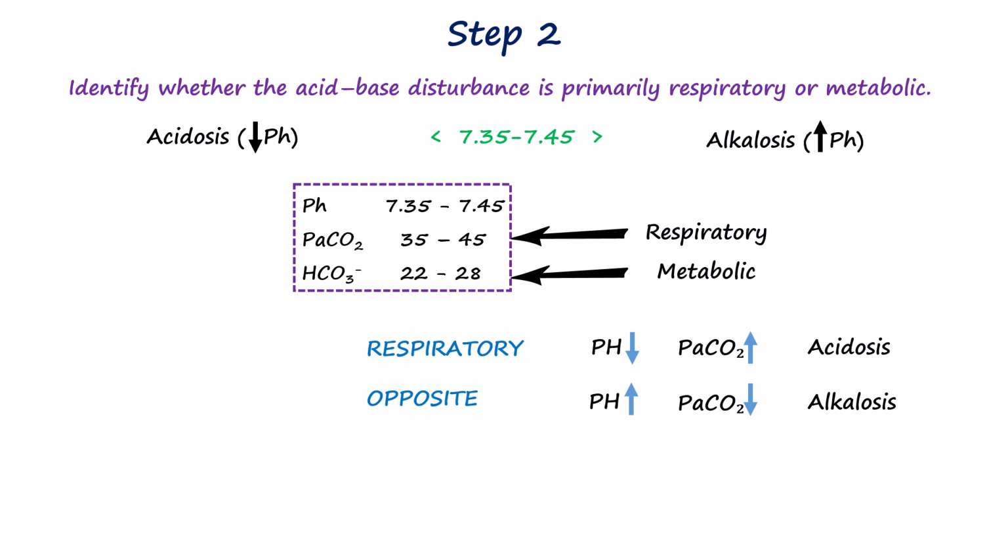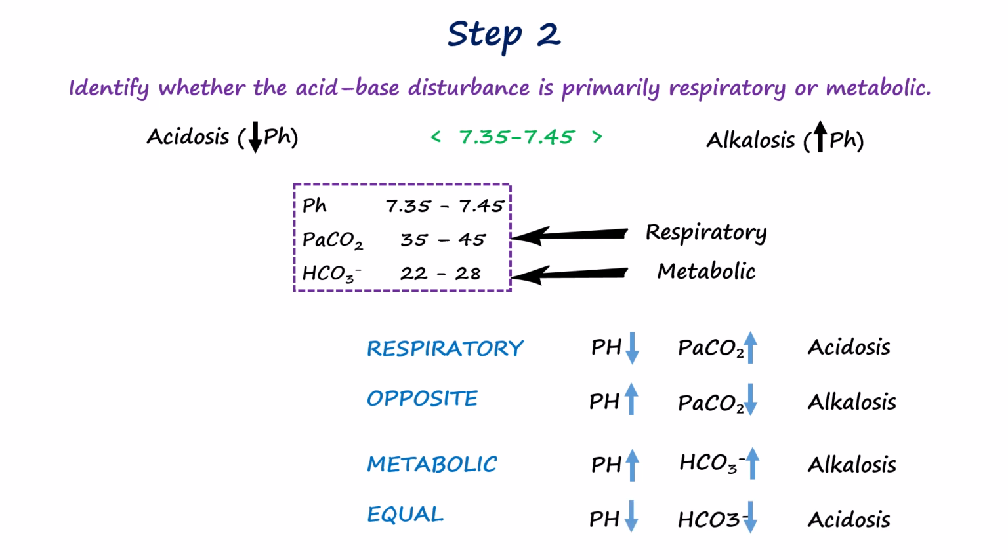If there is no clear opposite relationship between carbon dioxide and pH, then we check whether the bicarbonate is changing in the same direction as pH. If bicarbonate moves in the same direction as pH, it suggests a primary metabolic disturbance. This is because bicarbonate is a base and its concentration directly affects the pH. When bicarbonate falls, pH falls, and when bicarbonate rises, pH rises. So they always move together in the same direction in metabolic disorder. We can also use the mnemonic ROME, or Rome, to remember this relationship.